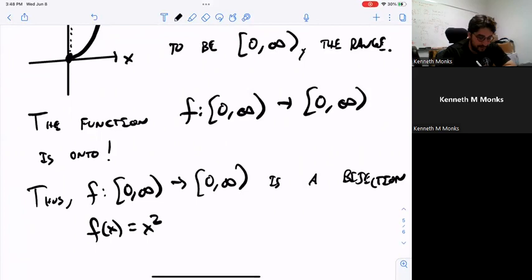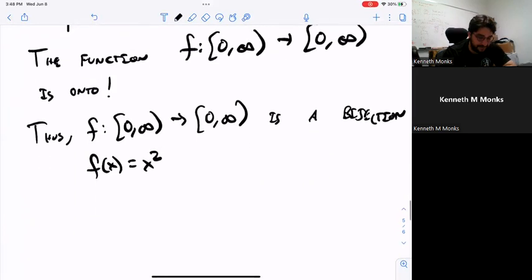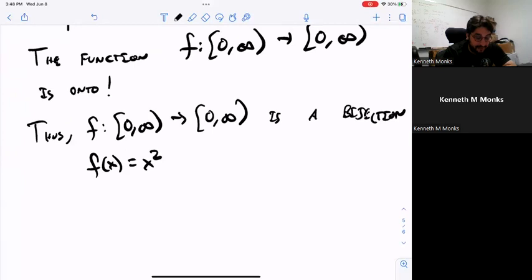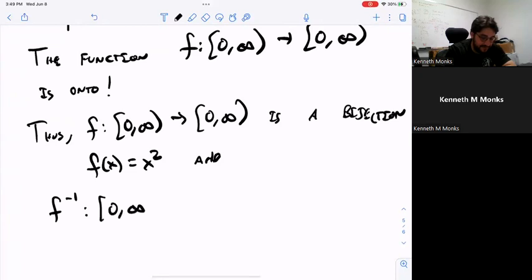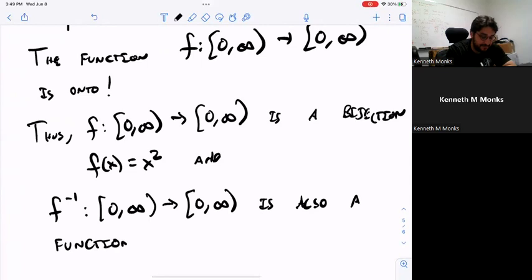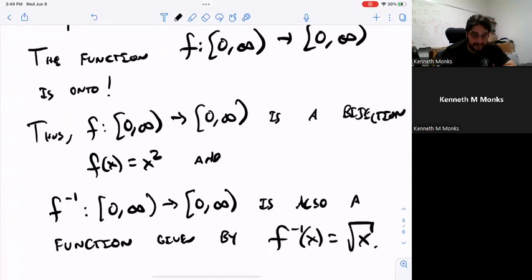And this is our formula, f of x equals x squared. So we have our bijection, and now f inverse, which maps 0 to infinity to 0 to infinity, is also a function. It's not just an inverse relation anymore. Now it's a function. And I can even say what the formula is. It would be f inverse of x equals the square root of x. It's not root x or negative root x like it used to be.